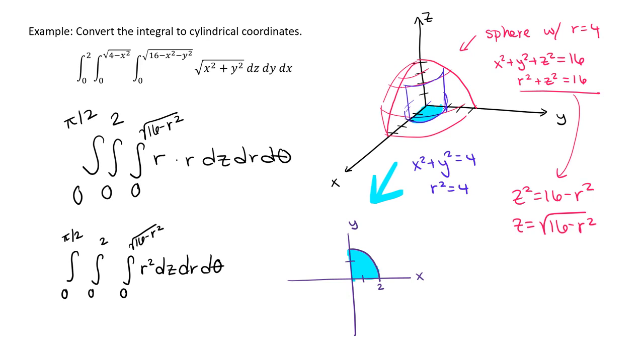I might, just to make it look a little bit nicer, change the r times r to an r squared. And that's it. That's my final answer for this one. They didn't ask us to actually integrate this, so I'm just going to leave my answer like that.